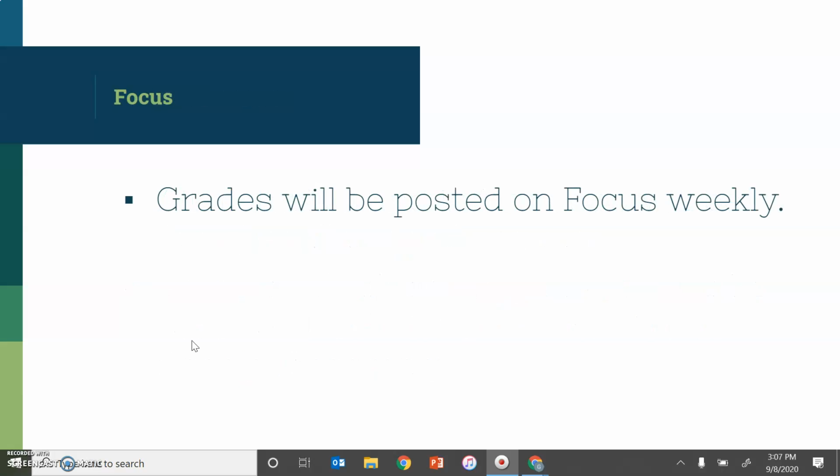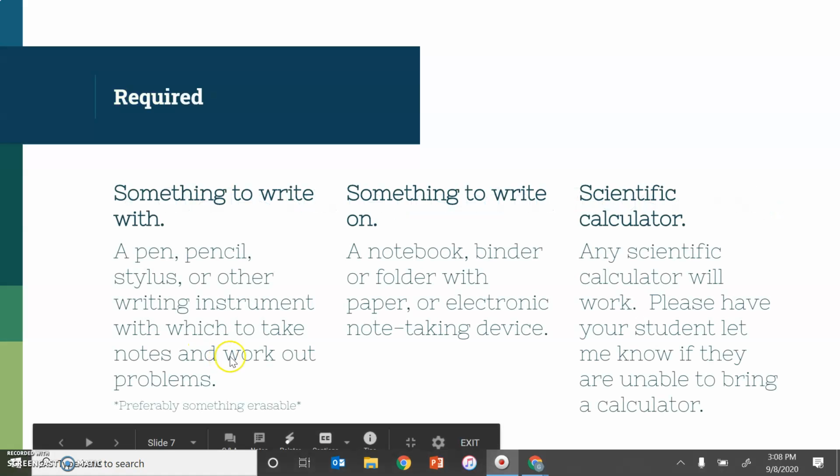Focus will be used to post grades. We will be posting grades weekly. I try my best to update grades at least twice a week. Assignments are going to be due on a couple different days during the week, so it just depends on when the due dates are. I post the assignments on the next day. So just so you know, Focus will be updating grades throughout the week, but my hope is to do it twice a week at the least.